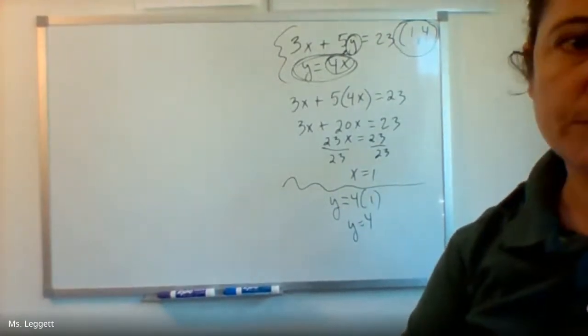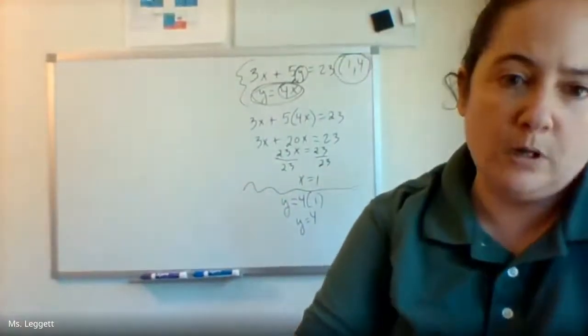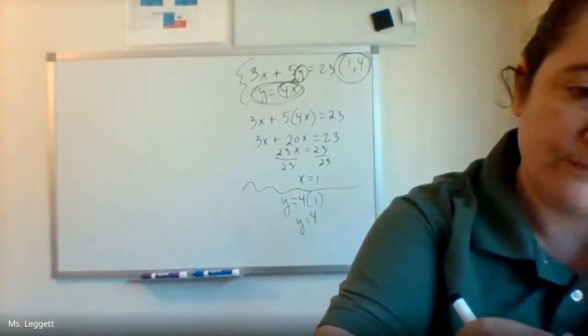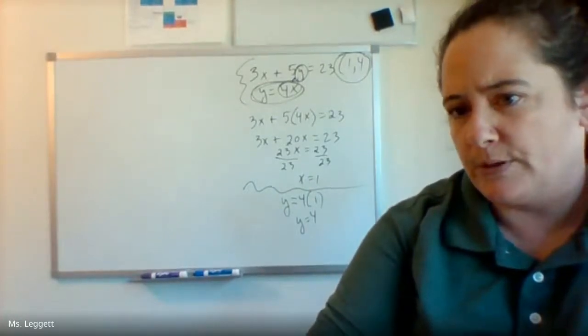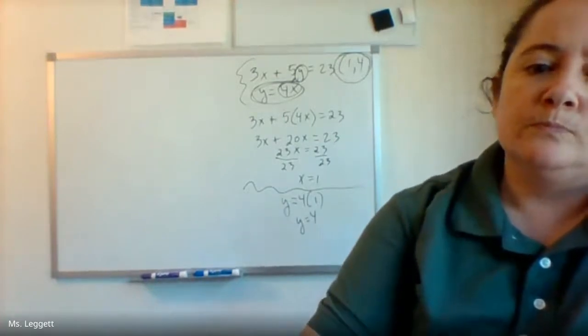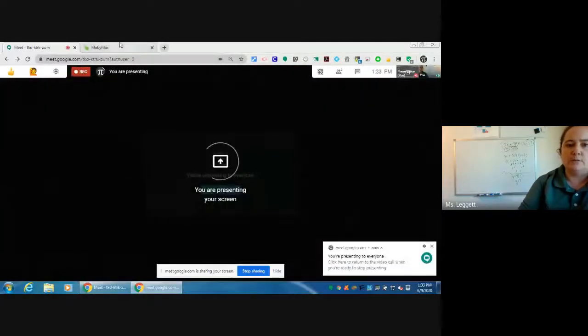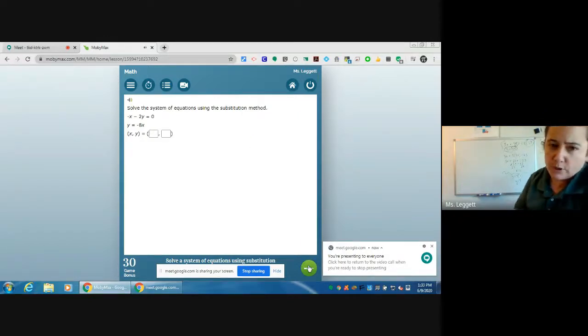Present now. 1, 4. Oh, is it presenting? It's not presenting, sorry. Okay, now it is. I put it in 1, 4, and I'm going to click next so I can get my next problem. And so I can get that nice encouraging check mark.